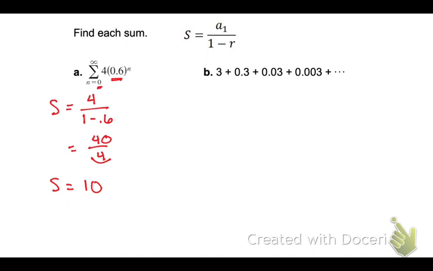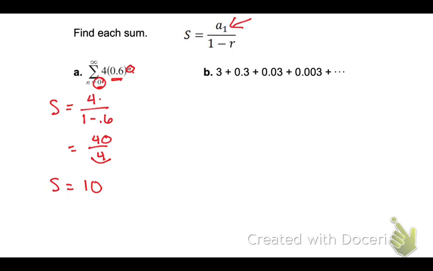Can you explain to me how you got the 4 on top of it? Because it's a sub 1, so we plugged in our lower limit. So 0.6 to the 0 is 1, and 1 times 4 is 4. Okay. So that would be the first term.